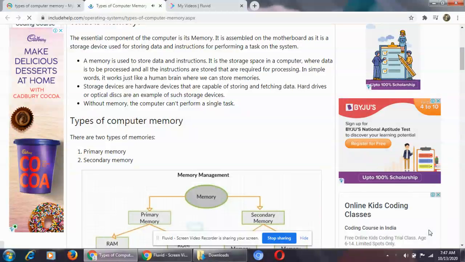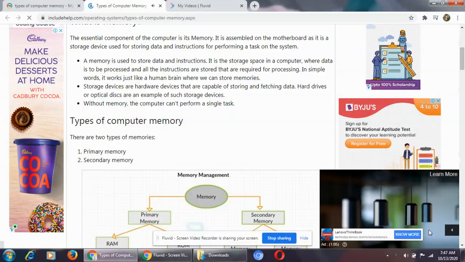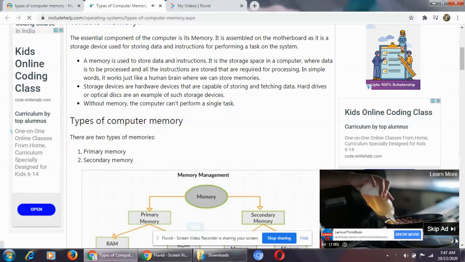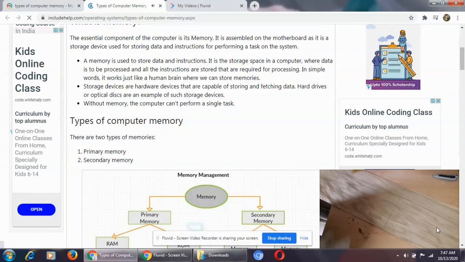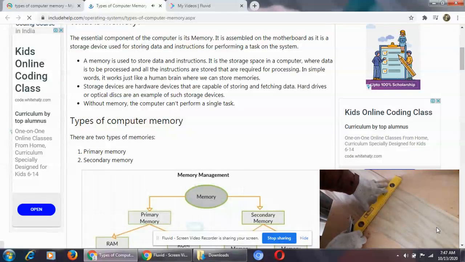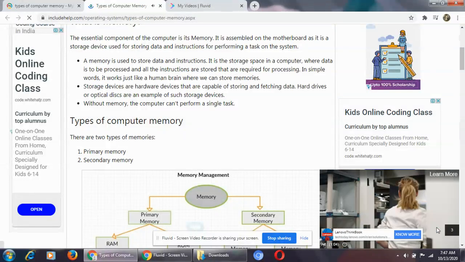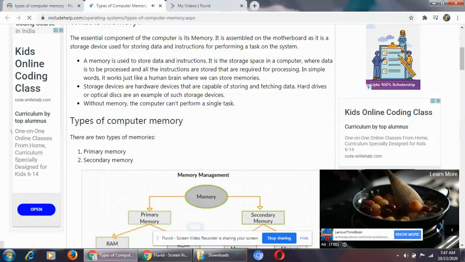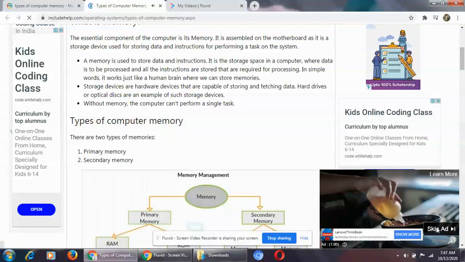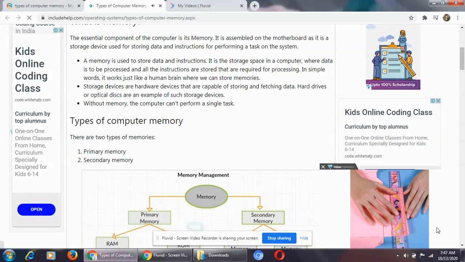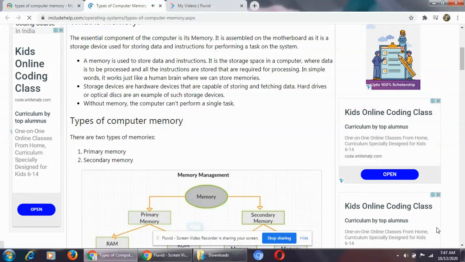Because we store all the data in the computer's memory. It is assembled on the motherboard as it is a storage device used for storing data and instructions for performing a task on the system. That means computer memory is placed on the motherboard.